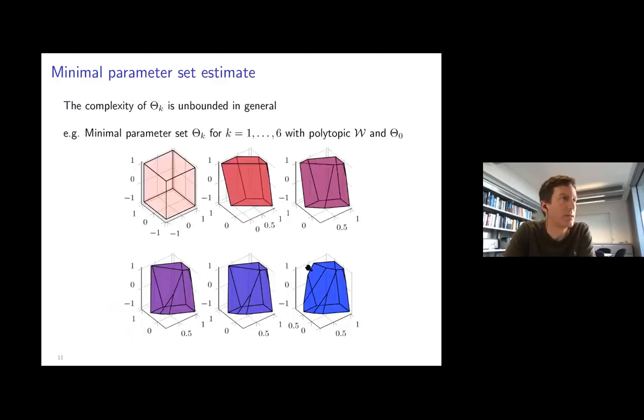So for example, applying this to a particular problem, the first 6 time steps, the parameter set is shrinking as we go across these two rows, and as time advances, we're basically taking the intersection of our parameter set with, in this case, the polytopic set. So we're adding more and more hyperplanes to the parameter set description. So this could be a problem because it means that the number of hyperplanes that define the parameter set is potentially growing without bound.